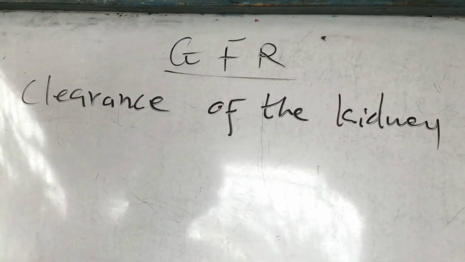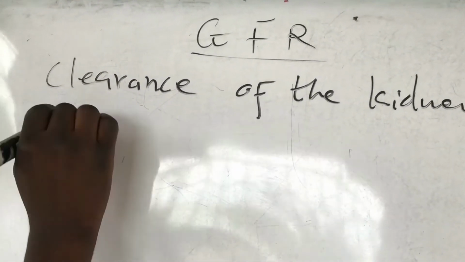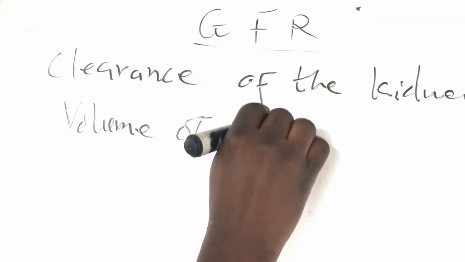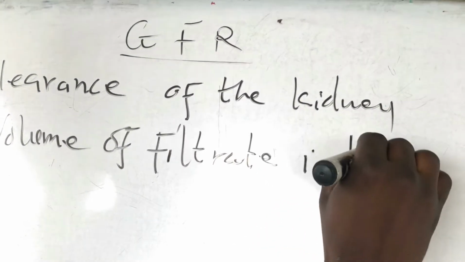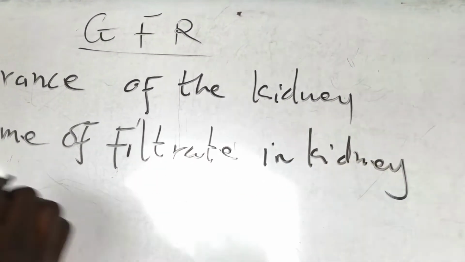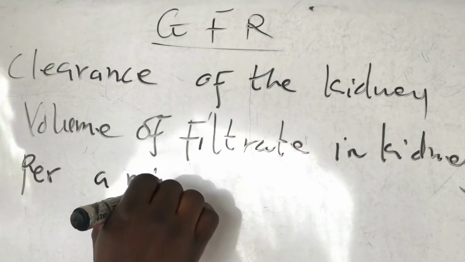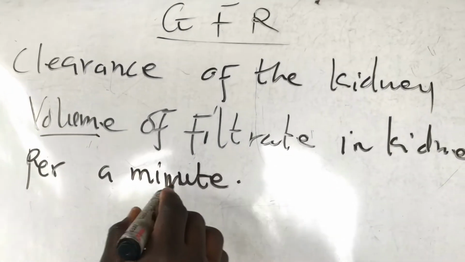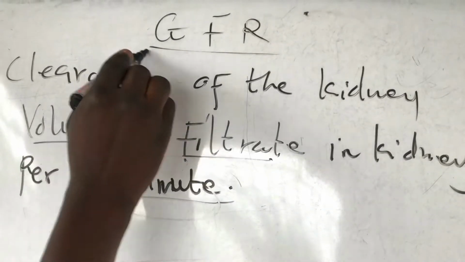In actual sense, the glomerular filtration rate is the volume of filtrate in the kidney per minute. So the volume of the filtrate in a kidney per minute, that is the glomerular filtration rate.